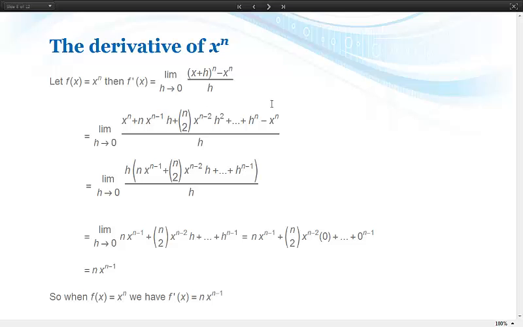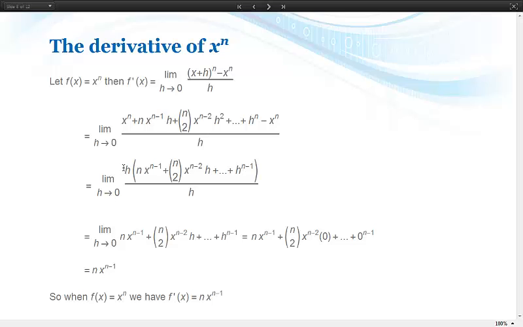Notice, as usual, as in the previous examples, I have a minus x to the n and x to the n. Those terms cancel out to 0. So the first term remaining is n times x to the n minus 1 times h, plus the rest of the terms, down to h to the n. All of these have an h in them, so I can factor out the h and cancel it under the protection of the limit.